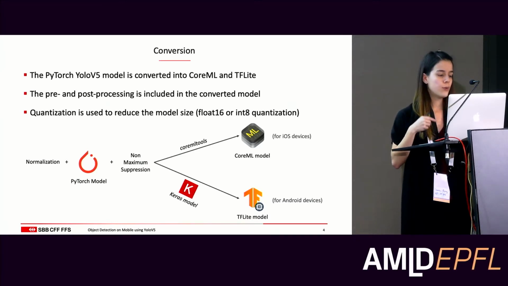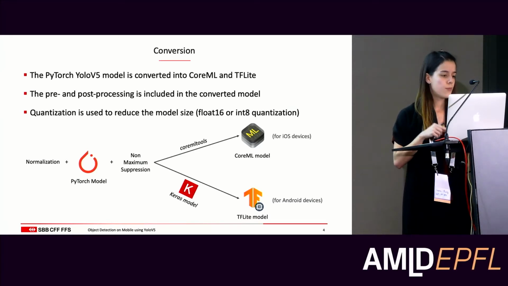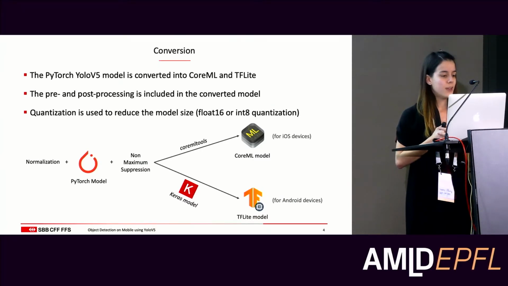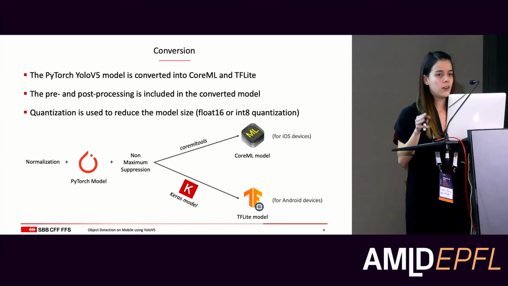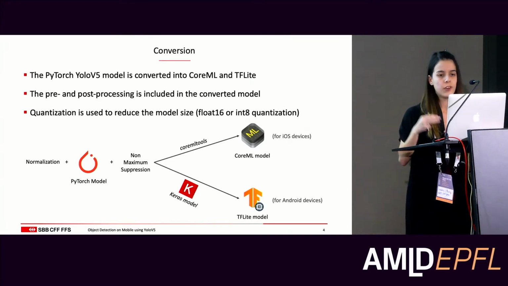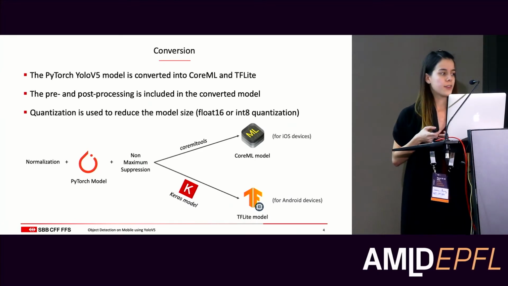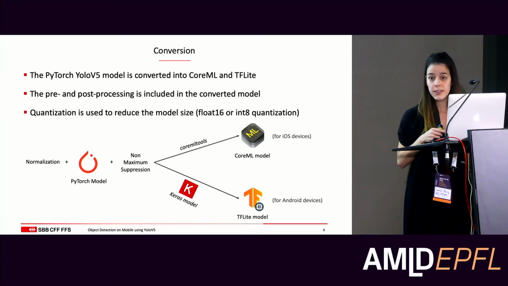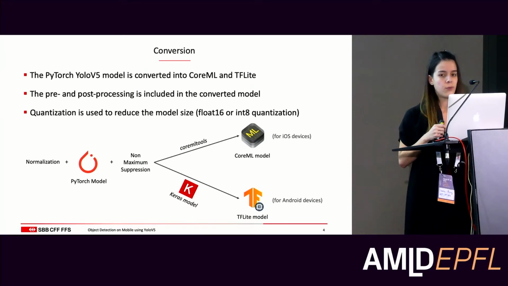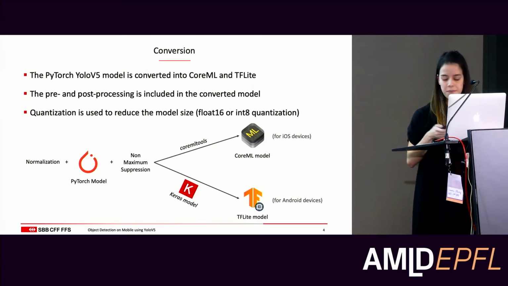We also include the normalization and the post-processing inside the model. As you may know, the YoloV5 model outputs many predictions, for all the bounding boxes, and then we need to filter them, and we use the non-maximum suppression algorithm. And then only we get the relevant detection. So we wanted this part to be included in the model so that it could be easier to use. We also use quantization in order to reduce the model size, and for that we use either float 16 or integer 8 quantization.